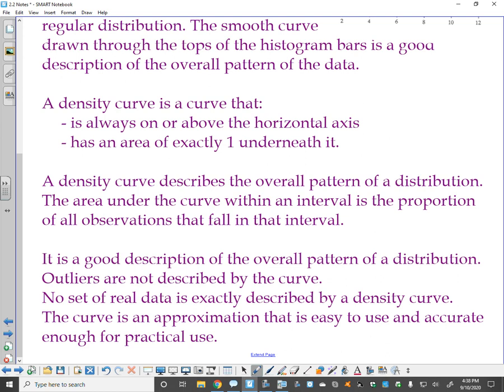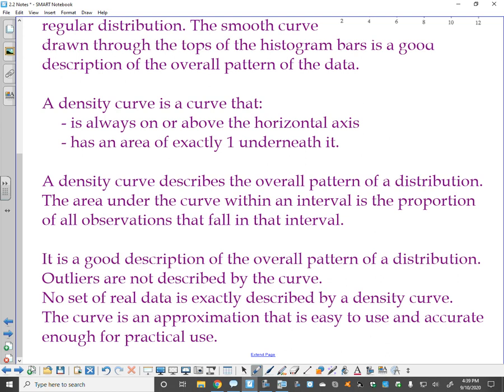Okay, a density curve is a curve that is always on or above the horizontal axis. Think about what that means. And it has an area of exactly 1 underneath it. So if you think about an area of exactly 1, think about area as a percent. If it has an area of 1, then 100% of my data is going to be under that curve.